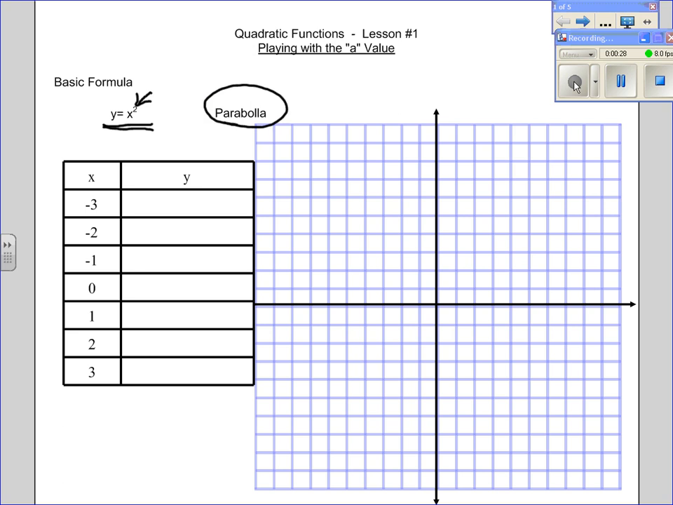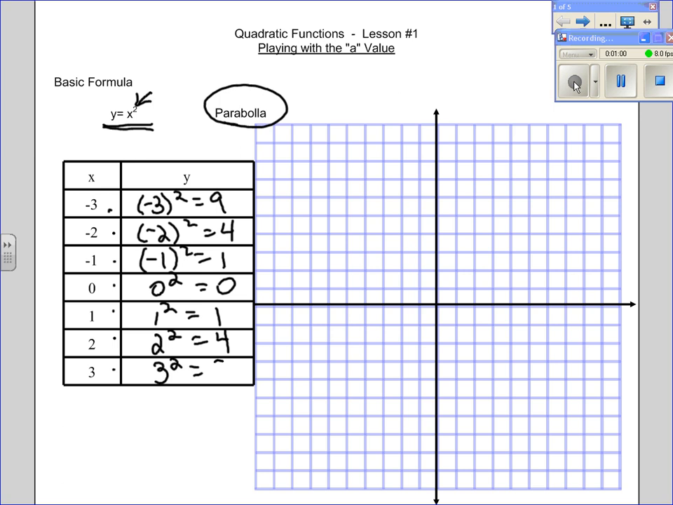So what I've got here is a nice little table of values. I took some basic numbers of x, and I'm just going to plug them into the formula. So this means minus 3 squared, which is 9. Minus 2 squared is 4. Minus 1 squared is equal to 1. 0 squared, our favorite, of course, is going to be 0. 1 squared is going to be 1. And look how it repeats itself, which is kind of interesting to see.